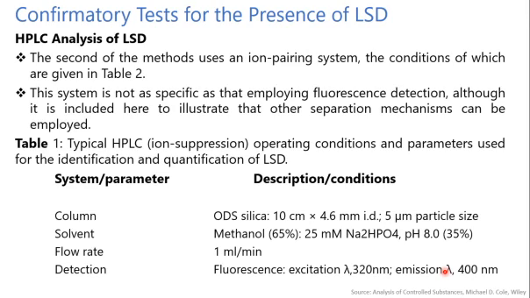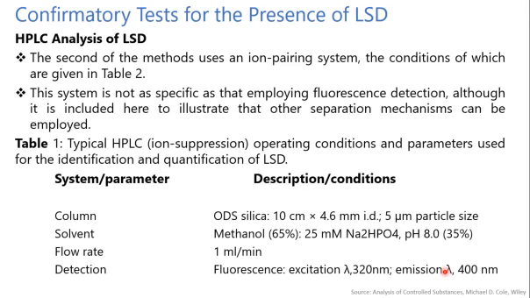Then the second method uses the ion pairing system, the conditions of which are given in table number 2. This system is not as specific as employing fluorescence detection, although it is included here to illustrate that other separation mechanisms can be employed. So the first table shows a typical HPLC in which the ion suppression technique has been employed, having certain operating conditions and parameters used for the identification and quantification of the LSD.